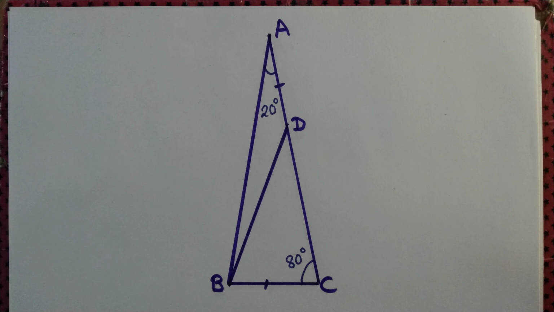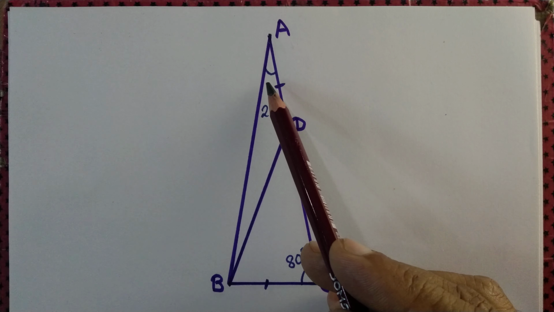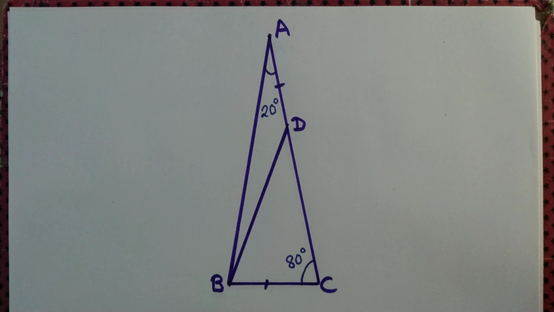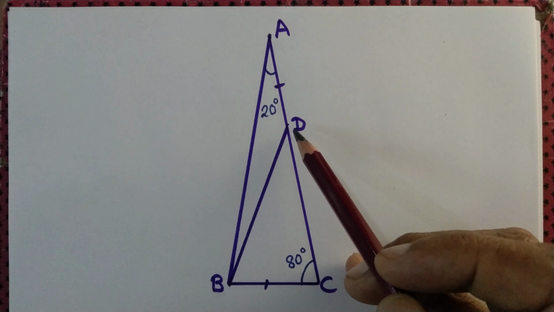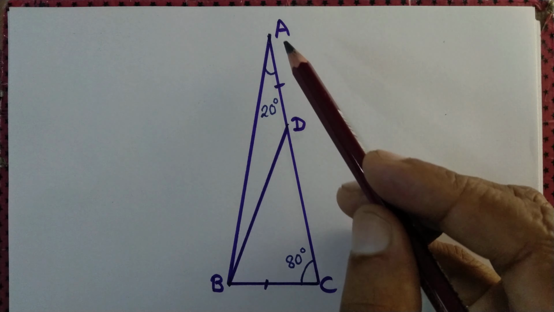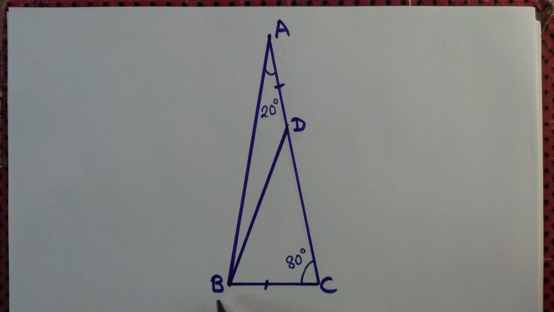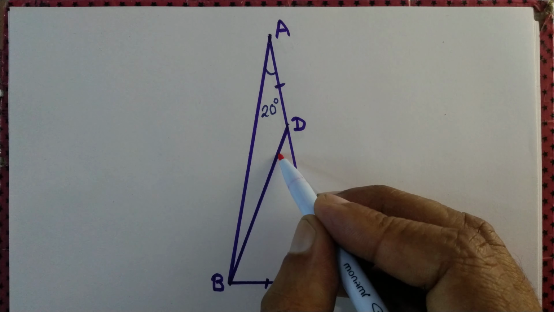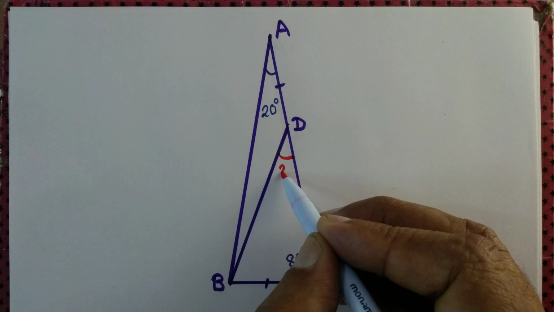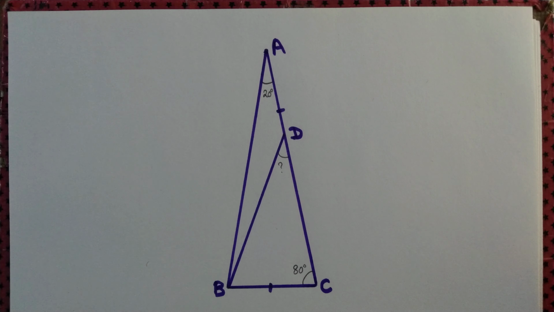We have a triangle ABC with angle B measuring 20 degrees and angle C measuring 80 degrees, and a point D on AC such that the length of line segment AD is equal to the length of line segment BC. We want to find the measure of angle BDC. However, how shall we proceed?